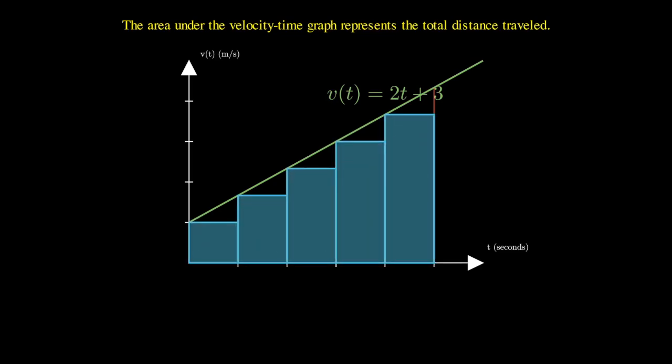Graphically, this is exactly the area under the velocity curve from t equals 0 to t equals 5. Before we directly jump into integration, let's approximate the area using Riemann sums. We'll divide the time interval from 0 to 5 seconds into smaller segments. For each segment, we take the velocity at the left endpoint to determine the height of a rectangle.